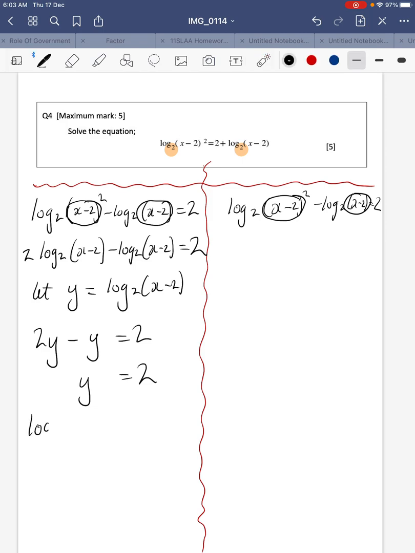So what we have here is log to the base 2 of x minus 2 equals 2. So we've got the x in one location and we just basically do anti-logarithm, or we just translate into exponential language. So here x minus 2 equals 2 squared, therefore x equals 6. Okay, so there's method 1. That's using the power rule.